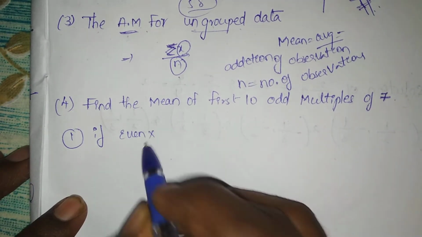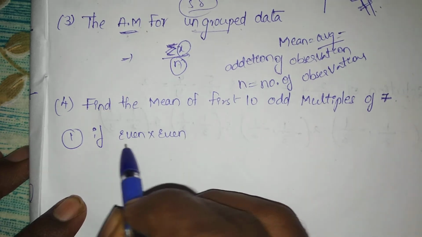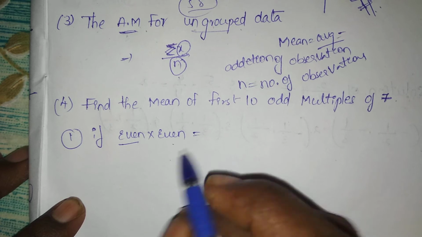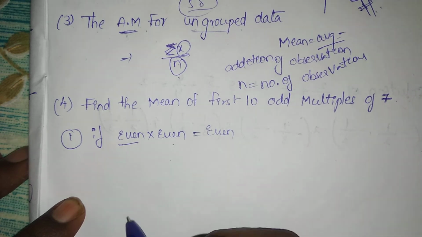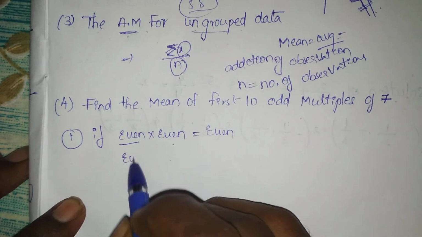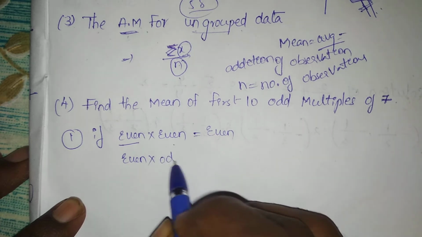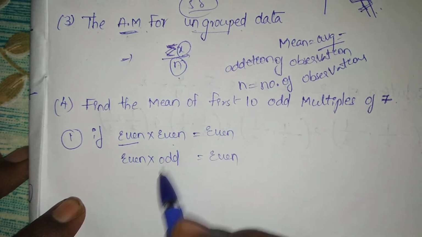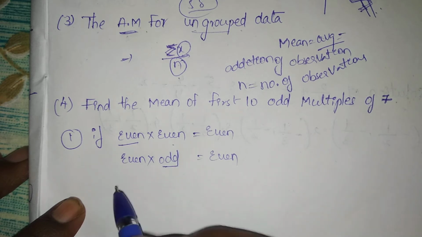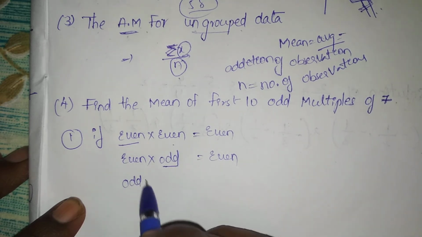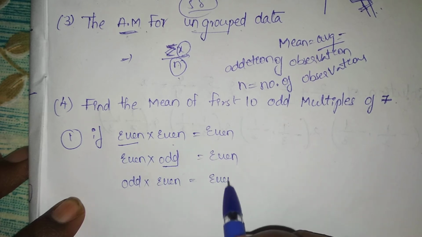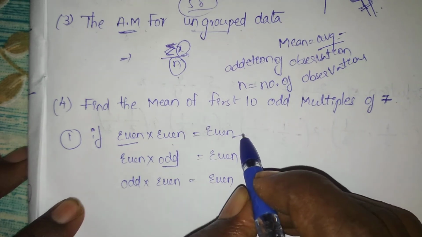If an even number is multiplied with an even number, we will get an even number. If even is multiplied with an odd number, we will get even. Either way, odd multiplied with even also gives even. Let us see an example for this.